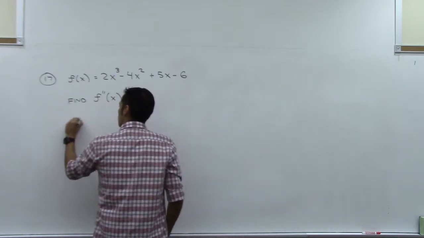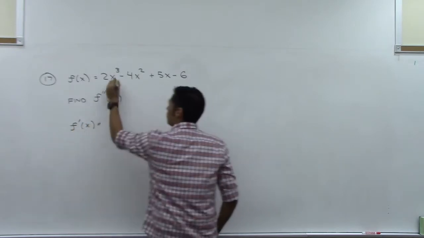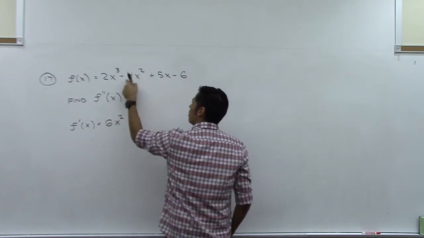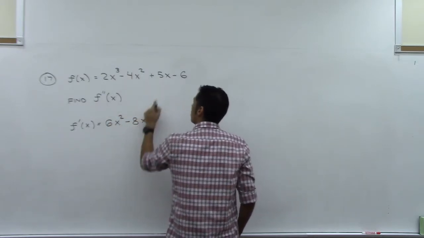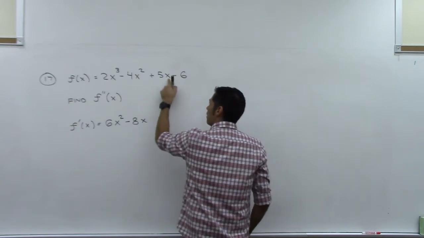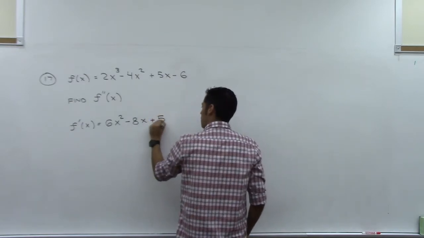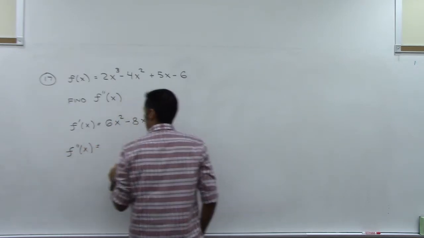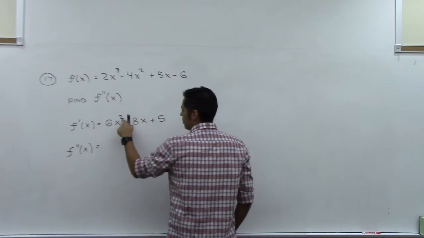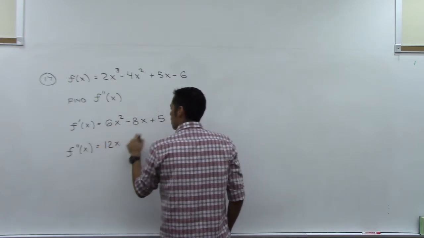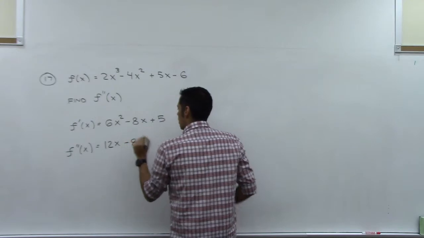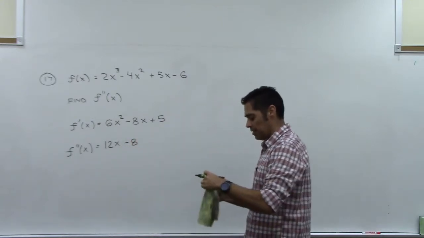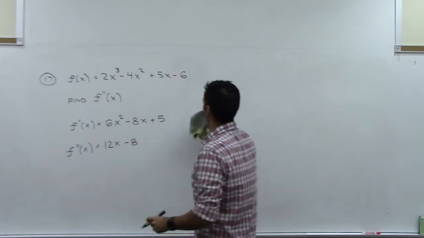So let me find the first derivative, and to do that I just use my power rule. So 3 comes out, it's 6x squared. Here the 2 comes out, becomes minus 8x. Then here the derivative of x is 1, so the 5 just comes down. So that's my first derivative. Now my second derivative is just the derivative of this. So same rules, 2 comes out, we get 12x. Derivative of that is negative 8, and the derivative of 5 is 0. So our answer here is 12x minus 8. And that's it.